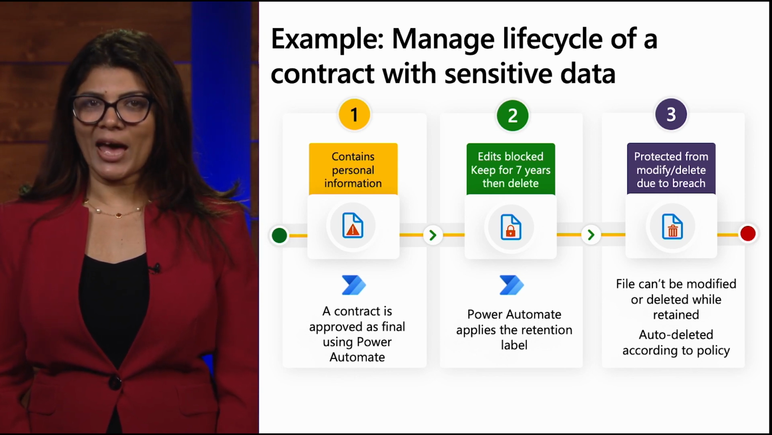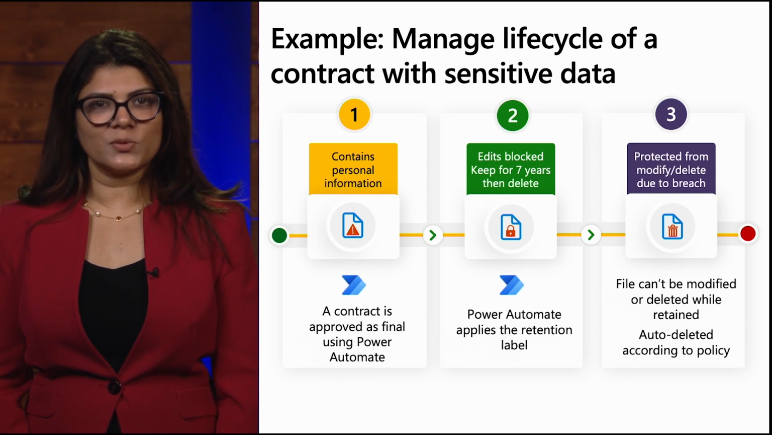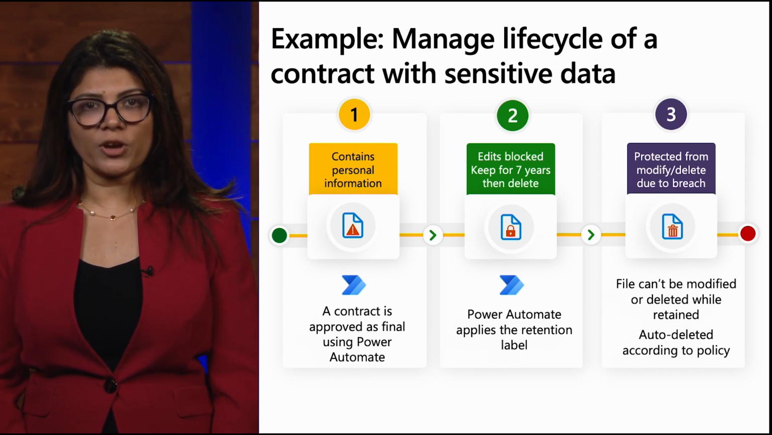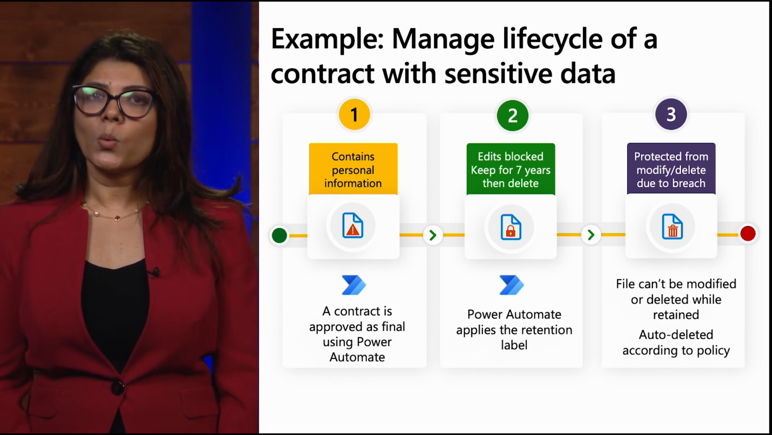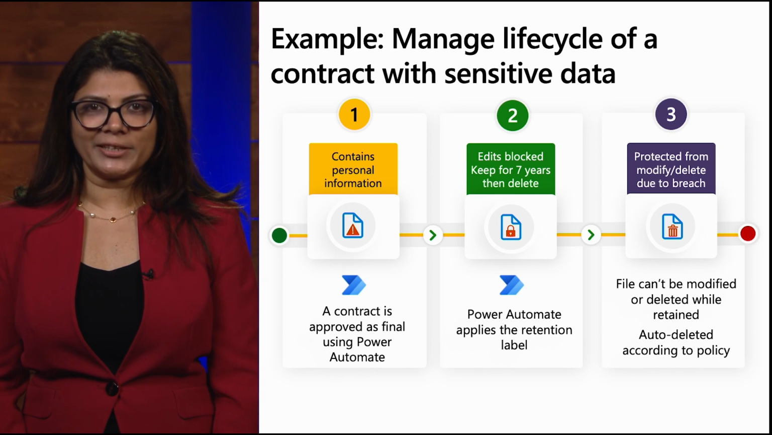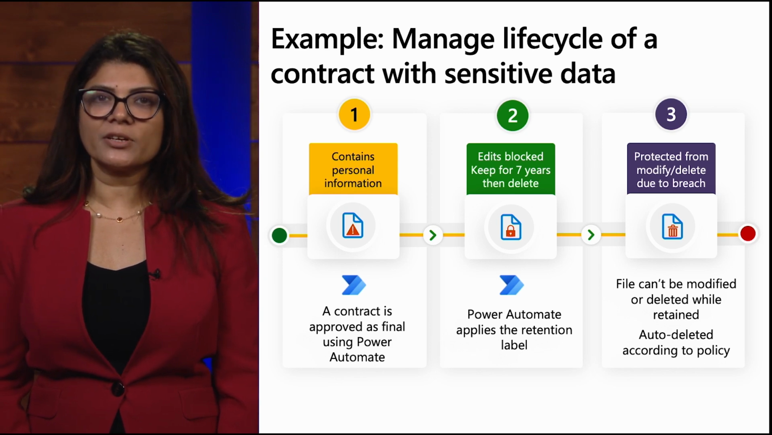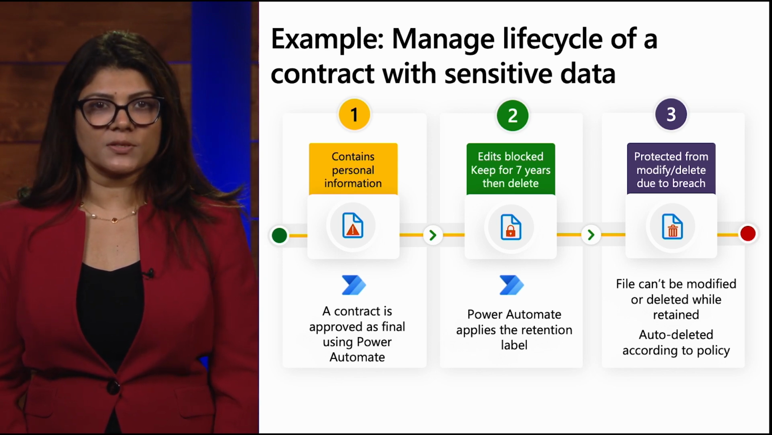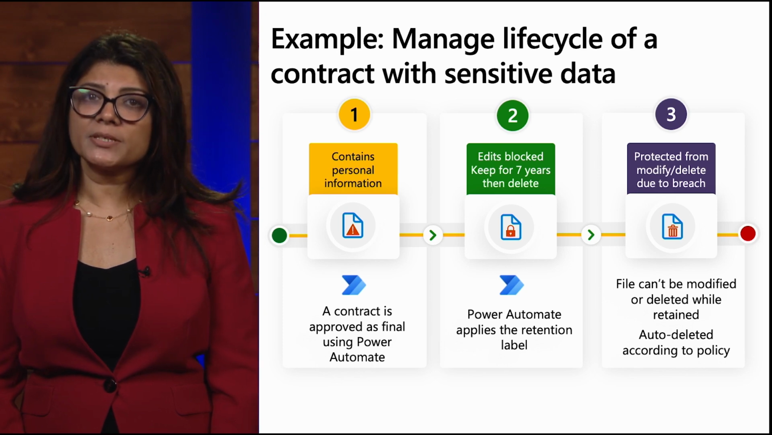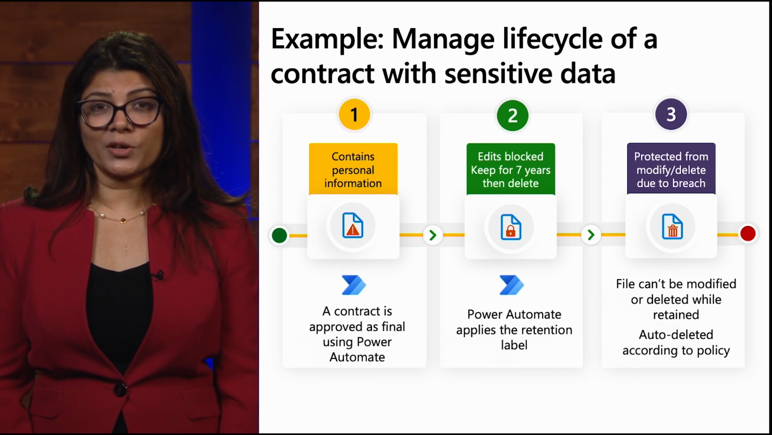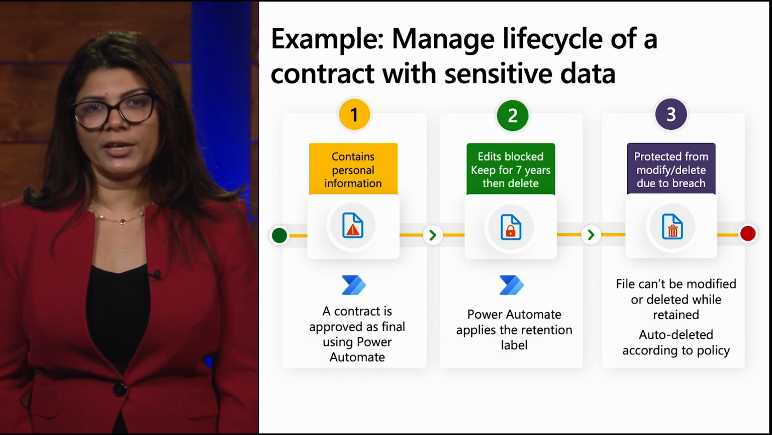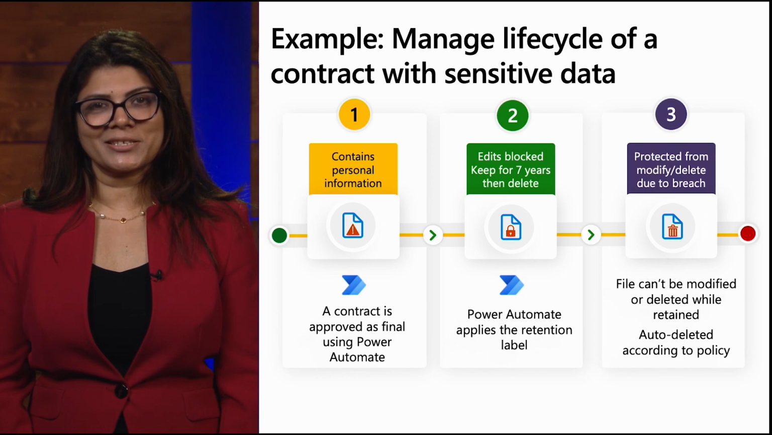It is common to have an approval process for contracts using Power Automate. Contracts typically contain personal information that need protection. When the contract is approved as final, Power Automate can apply a retention label that enforces our policy for retaining and deleting personal information in contracts. We can also ensure the contract isn't further modified so that the approved version is the single source of truth.